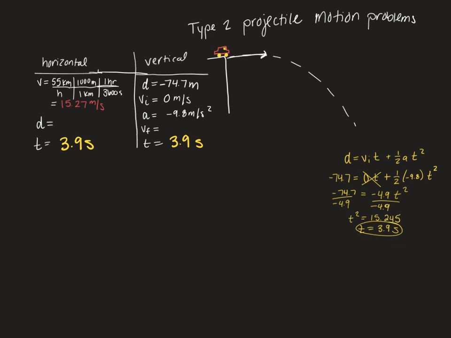Vx equals what? V equals d over t. Yeah, so velocity is distance over time. So for this one, we know our velocity is 15.27, and we're trying to find the distance, and it's divided by 3.9 seconds. So you're just going to do 15.27 times 3.9, and our range is then 59.6, really, it rounds up, meters.